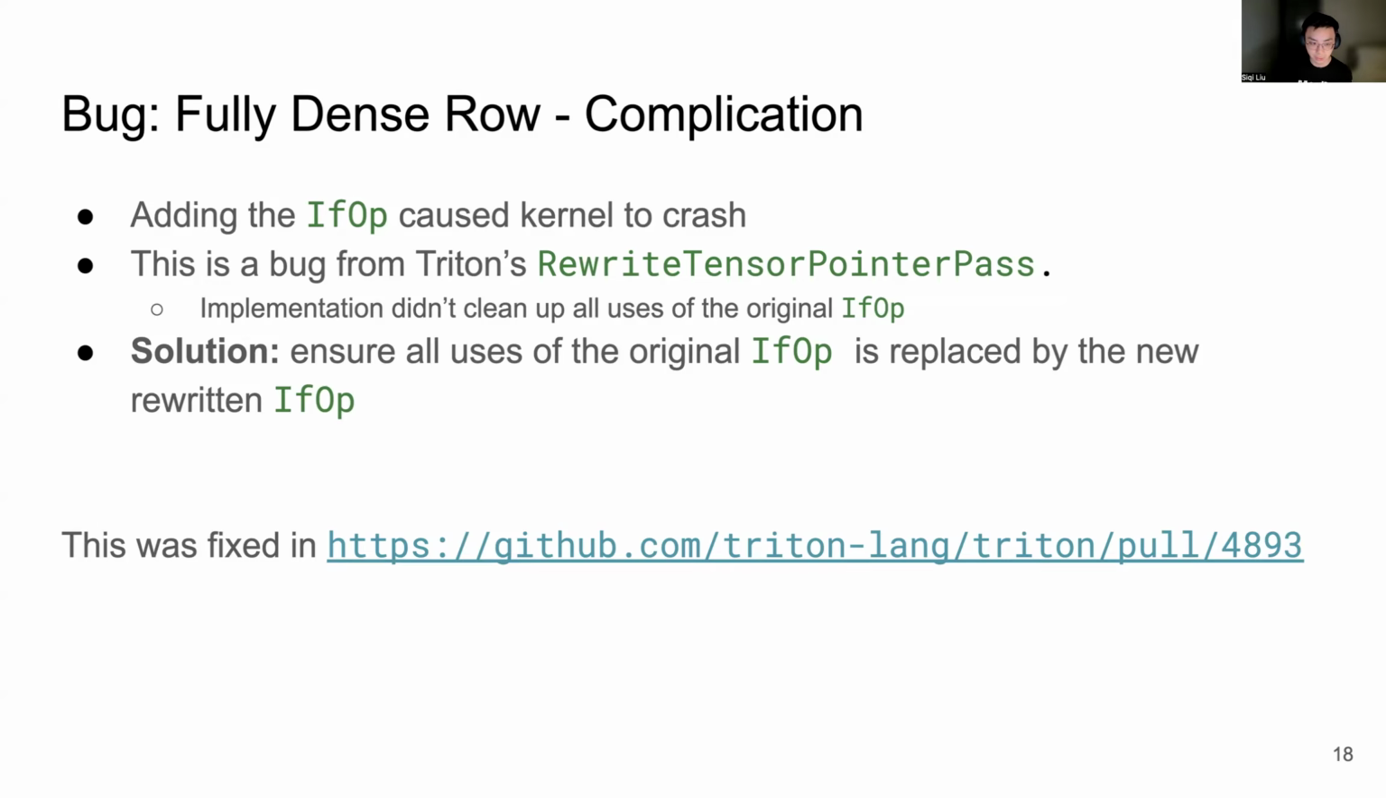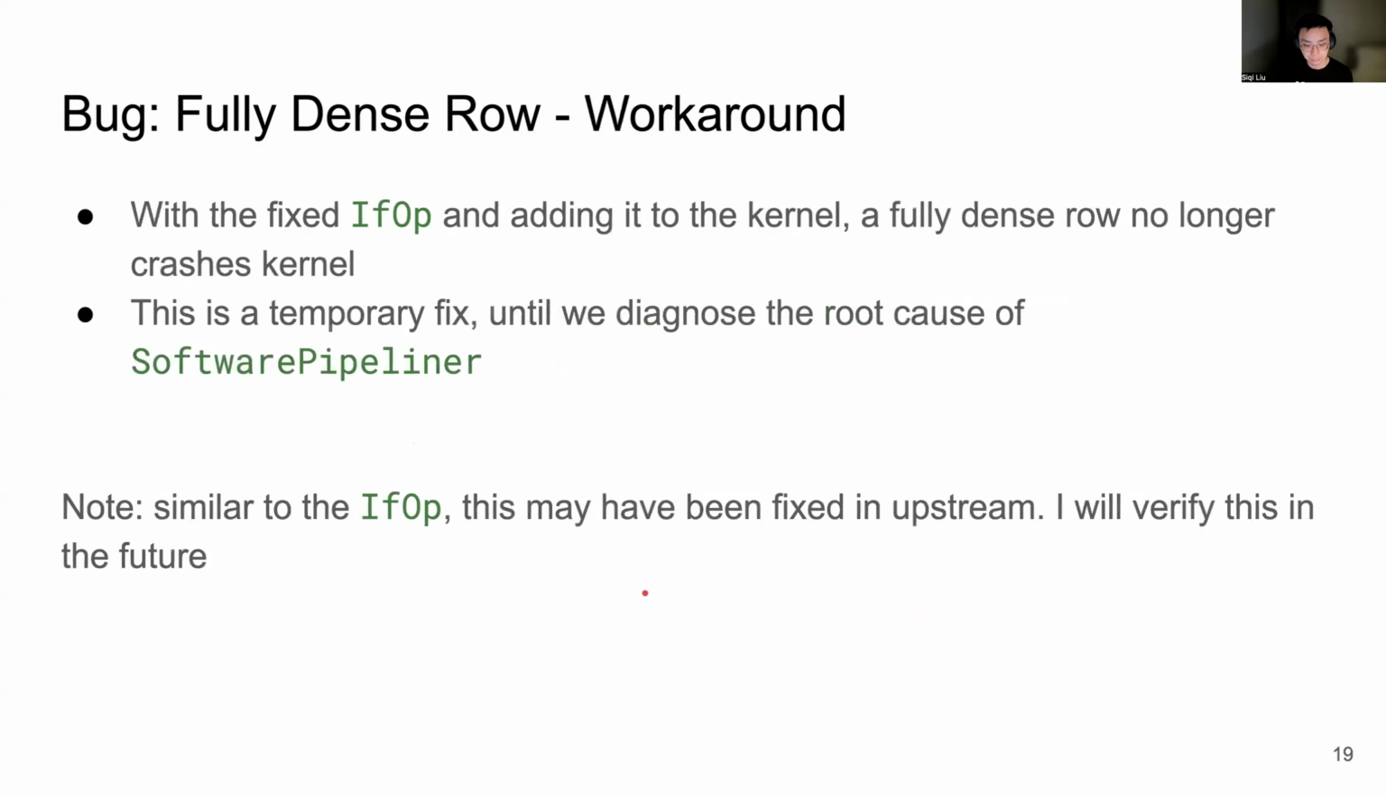And the solution was pretty straightforward, which is after we rewrite the if op, we are going to replace all the uses of the original if op. And this is actually fixed in upstream, but not in our branch. So once we have these changes in, it allowed the if op to work. And with the if op added into the kernel, it fixed the issue, and the fully dense row no longer crashes the kernel. But this is a temporary fix.